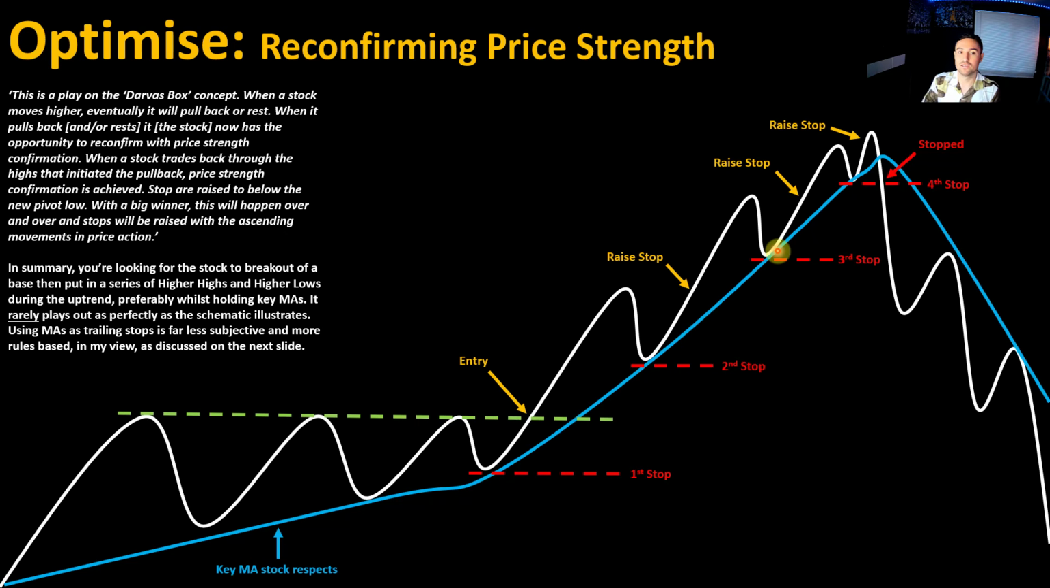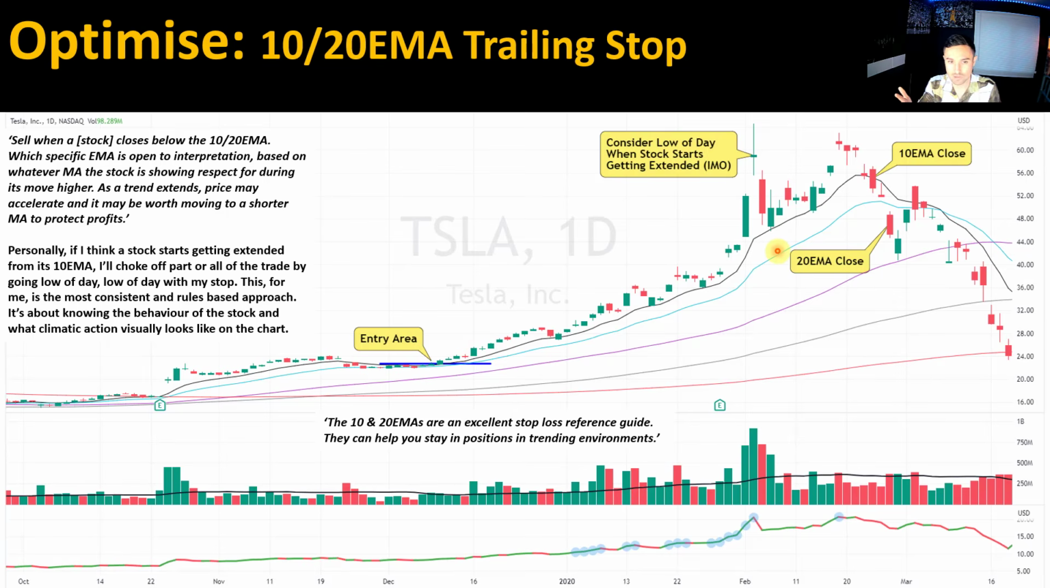I actually think using moving averages as trailing stops, which you're going to find Oliver speaks about in the optimizing profits section, is easier. You could also think about trend lines as well, and I've got a slide on trend lines a little bit later, but we are in the optimizing profits phase now. So, 10/21 EMA trailing stop. Sell when a stock closes below the 10 and/or 21 EMA.